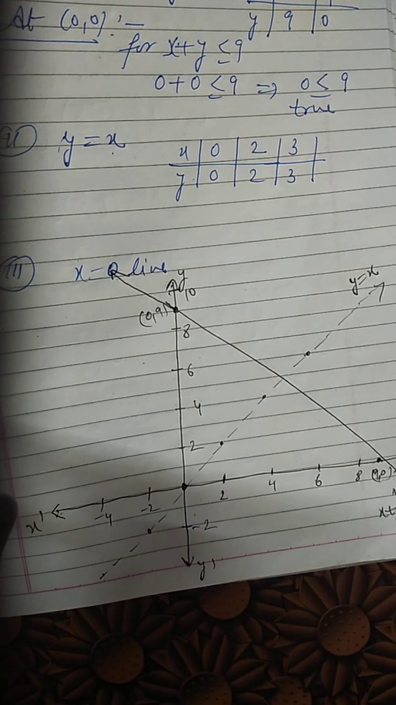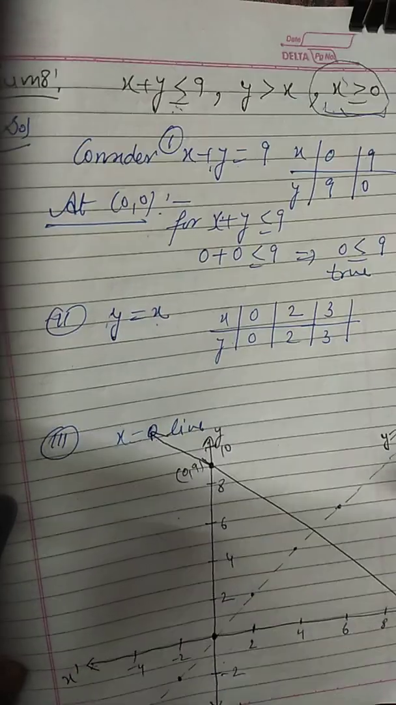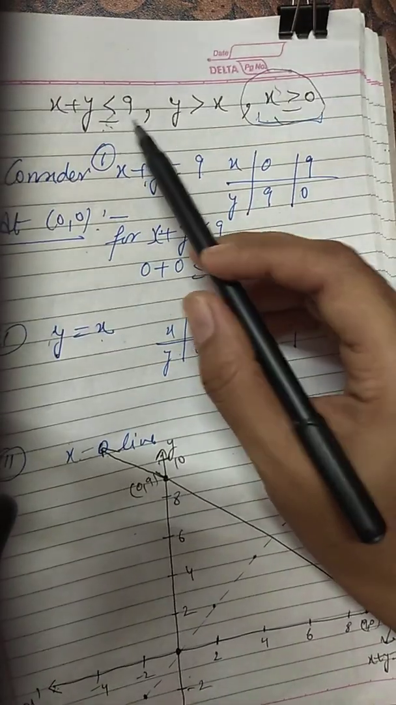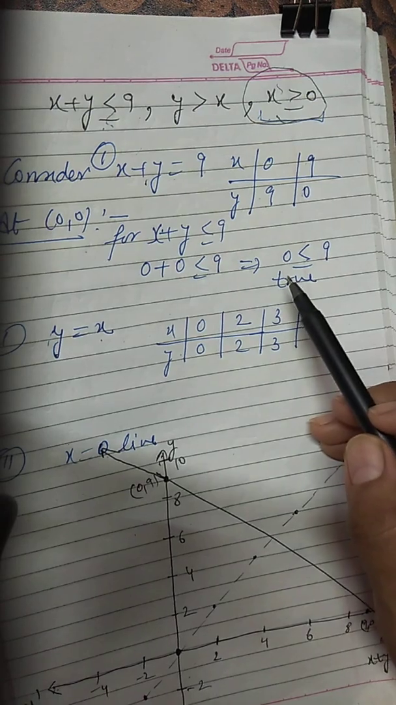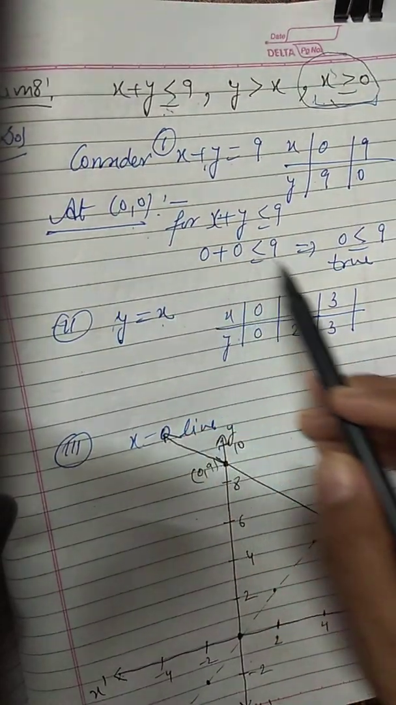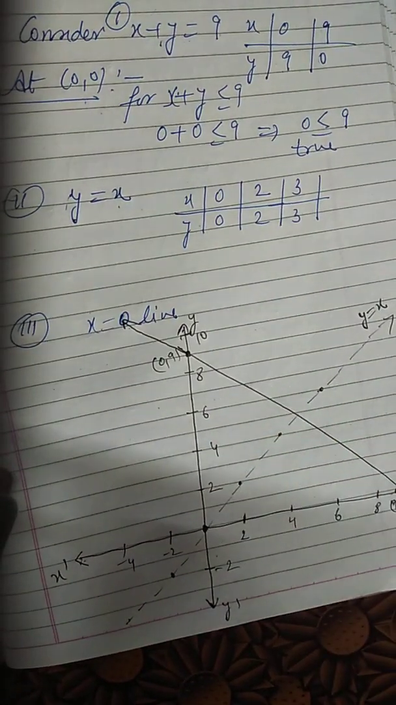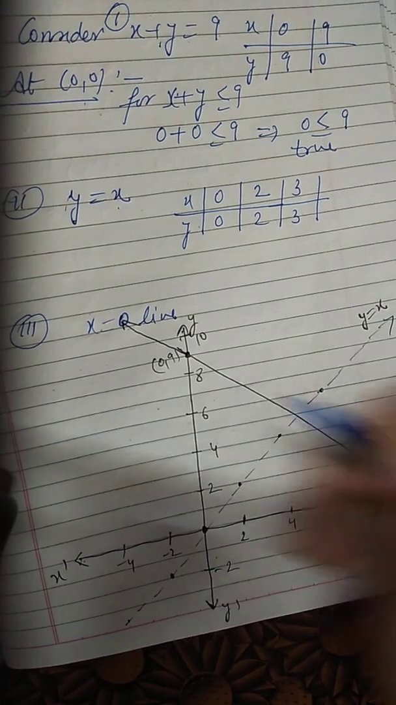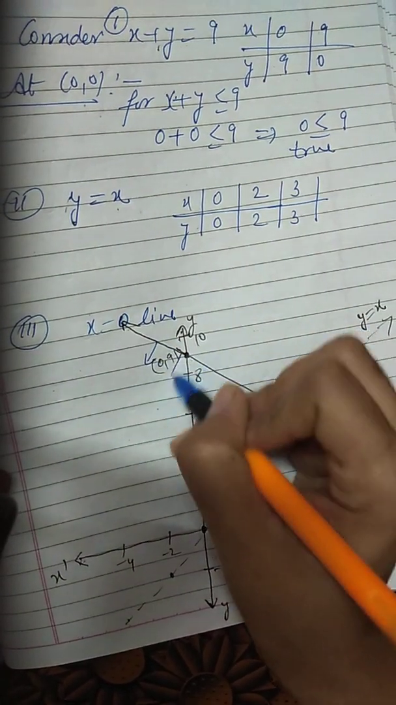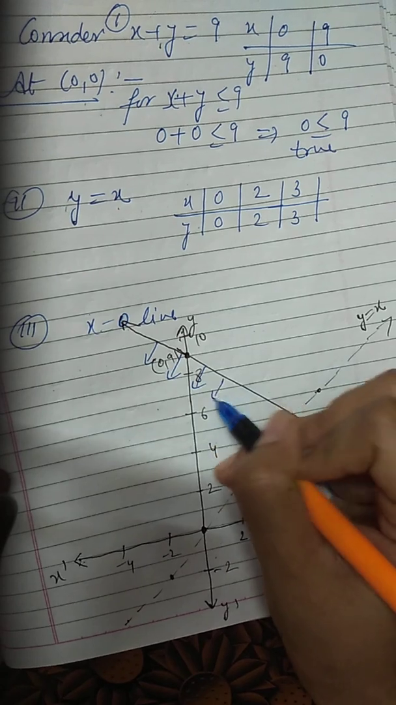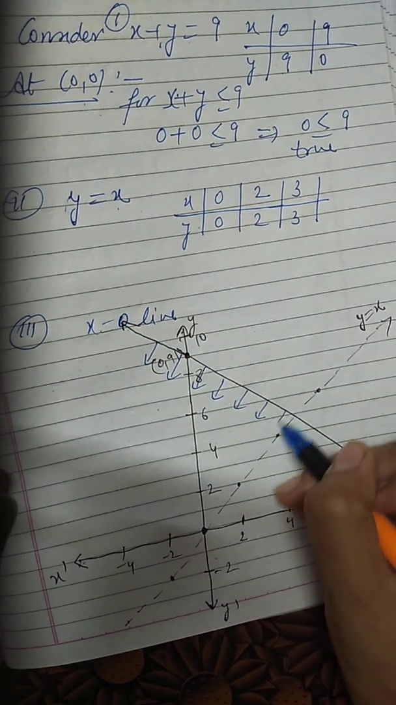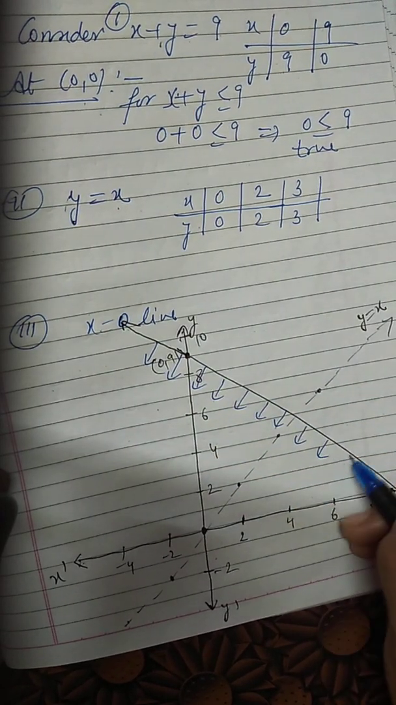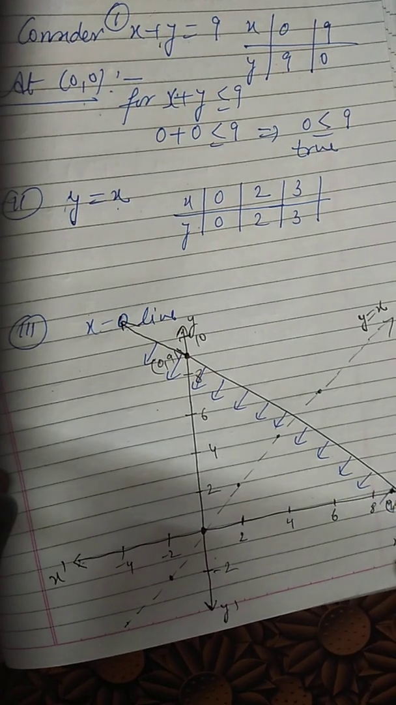Okay, so now first thing, for x plus y less than or equal to 9, when we checked at the origin, it is coming true. So for this line, the solution is towards the origin. So I am marking here with the arrows that the solution is towards the origin. We have marked the arrows.